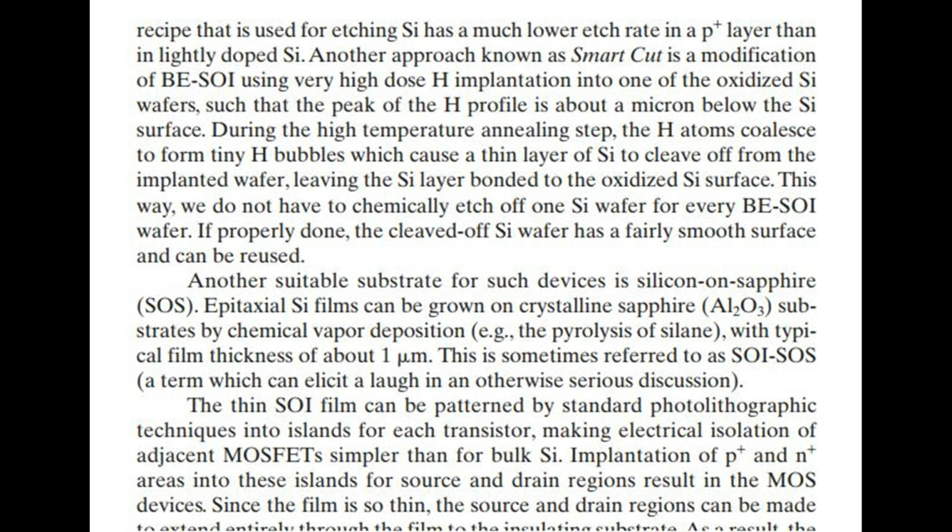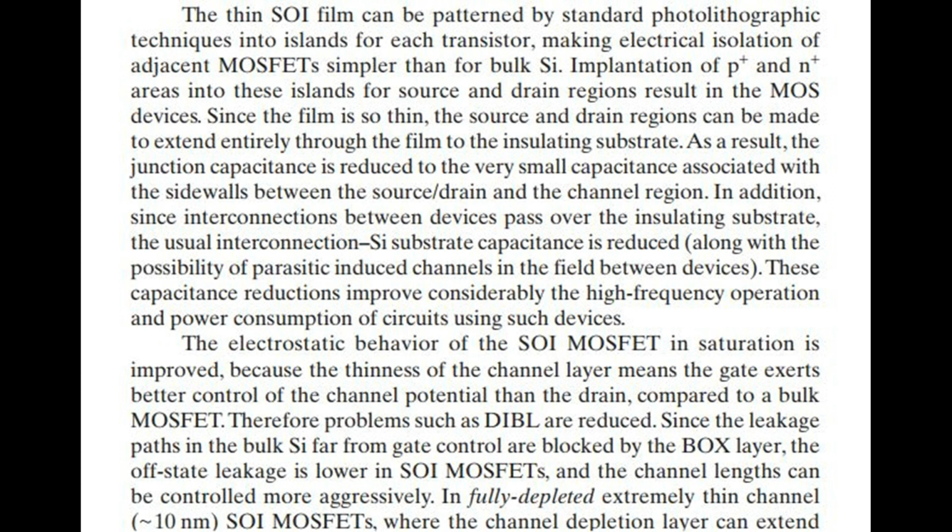The thin SOI film can be patterned by standard photolithographic techniques into islands for each transistor, making electrical isolation of adjacent MOSFETs simpler than for bulk silicon. Implantation of P+ and N+ areas into these islands for source and drain regions results in the MOS devices. Since the film is so thin, the source and drain regions can be made to extend entirely through the film to the insulating substrate. As a result, the junction capacitance is reduced to the very small capacitance associated with the sidewalls between the source/drain and the channel region.